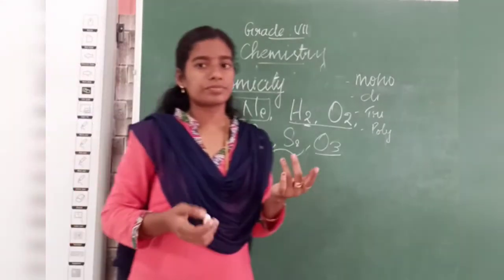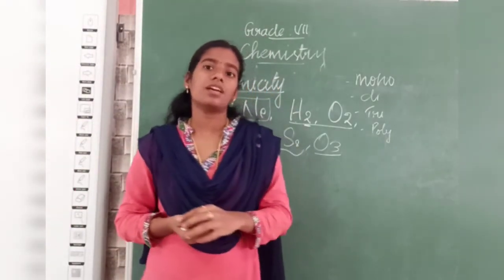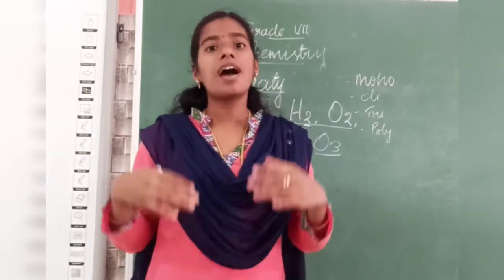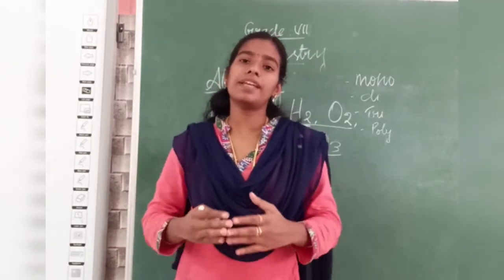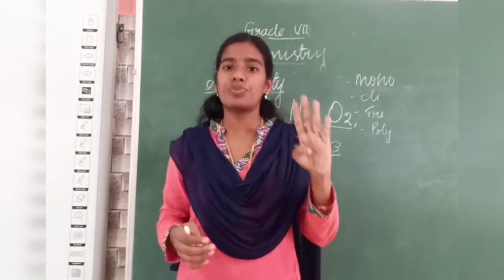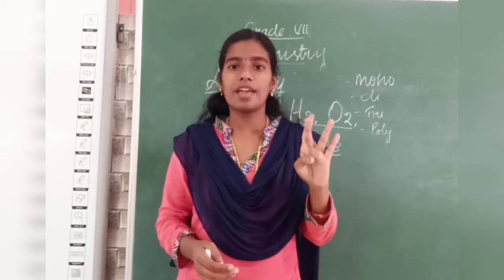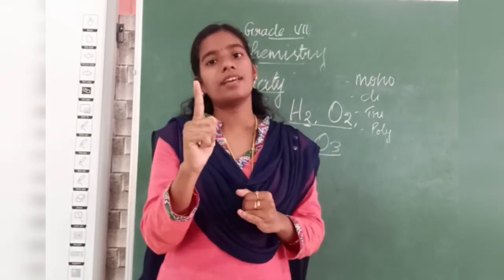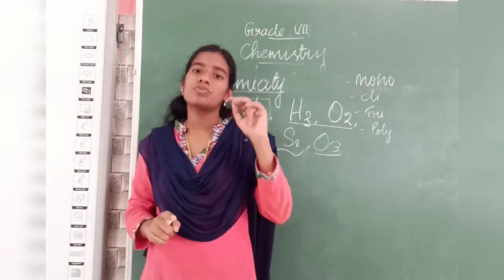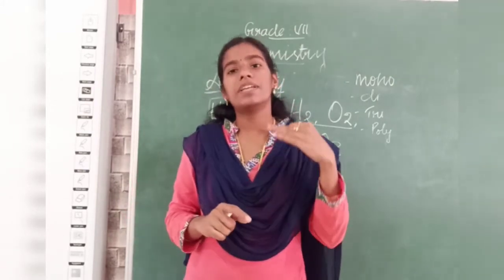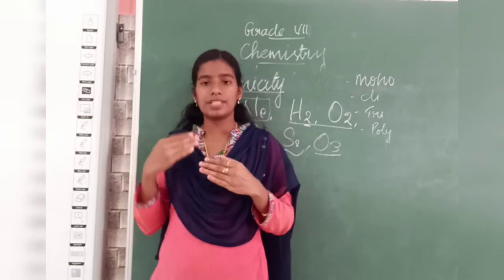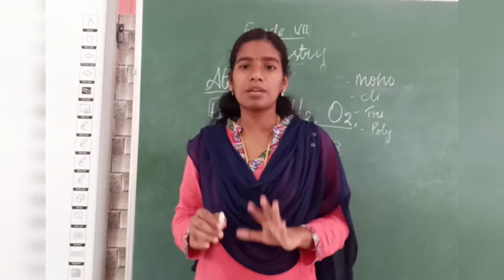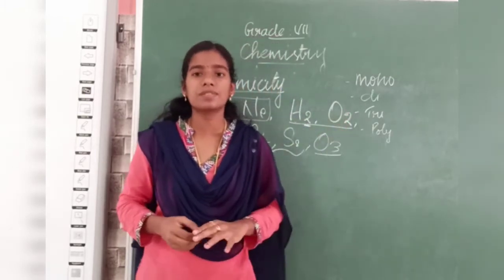So what is atomicity? The number of atoms present in a molecule is called atomicity. Depending upon the number of atoms, they are divided into 4 types: mono, di, tri and polyatomic. Mono means when a molecule has 1 atom, it is monatomic. When it has 2 atoms, it is diatomic. When it has 3 atoms, it is triatomic. And when it has more than 3 atoms, it is called polyatomic. Did you all understand what is atomicity and its types?